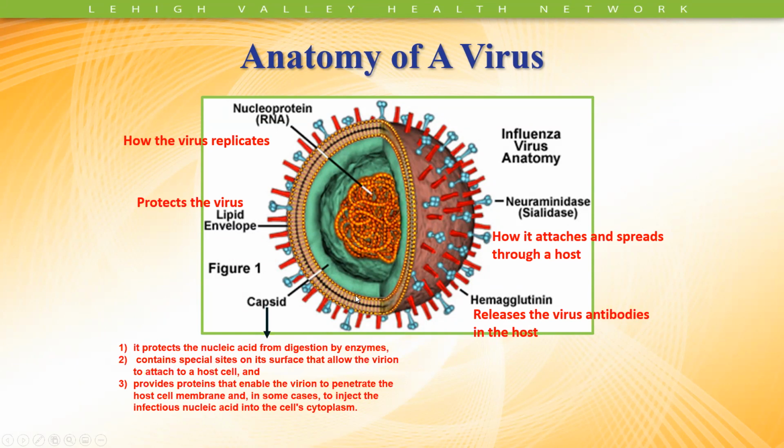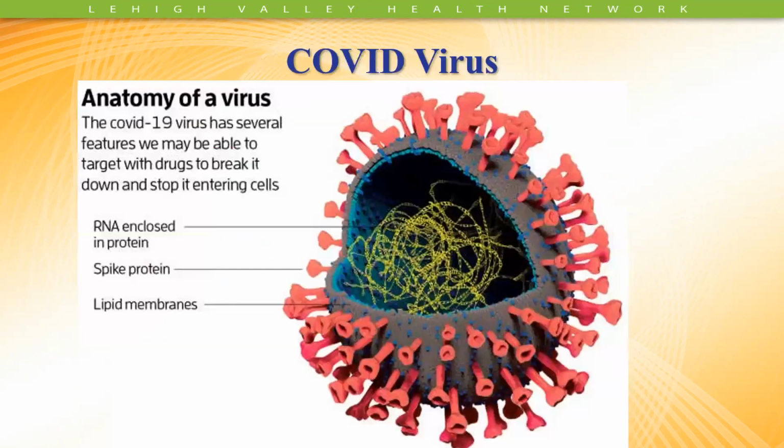And when we talk about treatment, this is how we have to think about it: how can we treat this virus? How can we destroy it? What can we do to make this virus unstable or weakened? And again, this is just the COVID virus, which is very similar to a true anatomy of the virus. It has an RNA, it has spike proteins, and it has a lipid membrane.